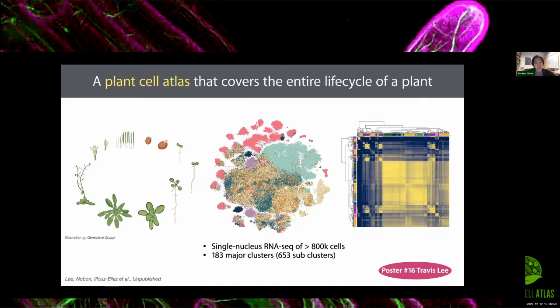So in this project, we have generated an Arabidopsis transcriptome atlas that covers the entire life cycle of the plant. So Travis and I have selected 10 distinct tissues from across different developmental stages, including germinating seeds, growing seedlings, rosettes, and stems, flowers, and siliques, essentially closing the circle. We've profiled single nucleus RNA sequencing of over 0.8 million cells and identified hundreds of distinct cell populations, the clusters, based on their transcriptome identity.